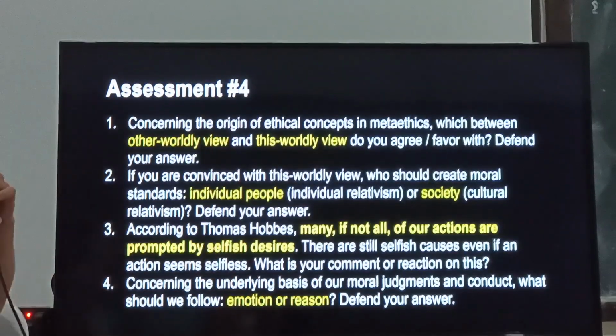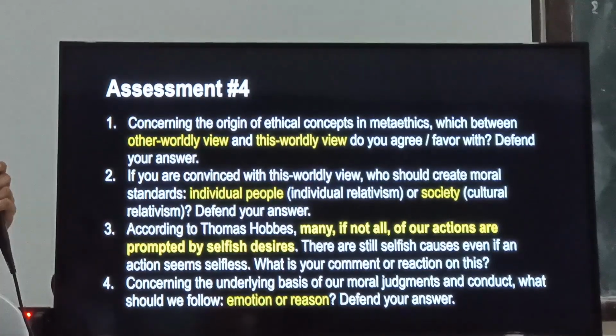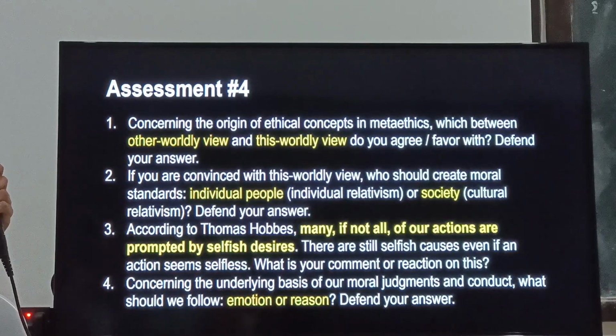And for your assessment number 4, please answer the following questions. Concerning the origin of ethical concepts in meta-ethics, which between the otherworldly view and this worldly view do you agree or favor with? And then defend your answer. If you are convinced with this worldly view, who should create moral standards? The moral individual or society? Defend your answer.